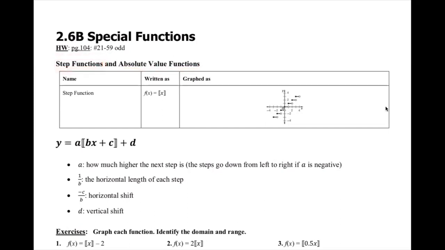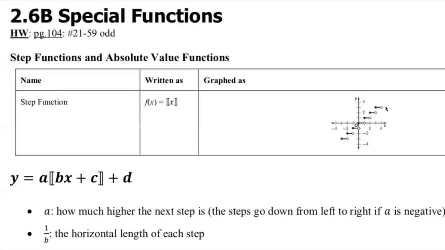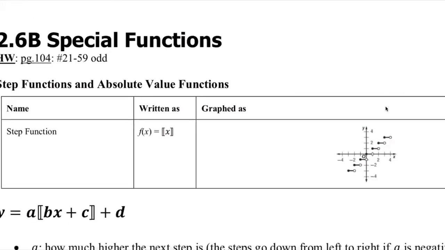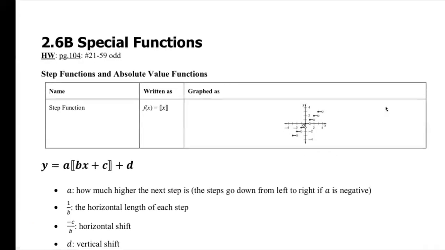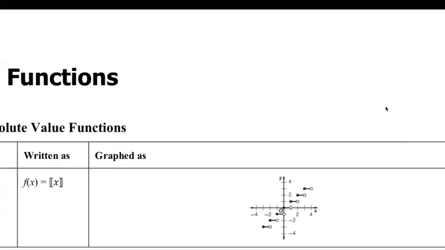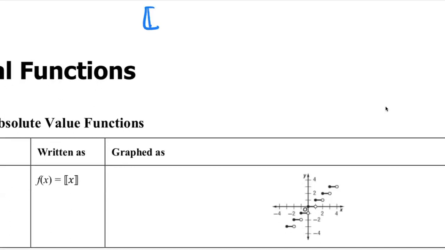All right, now to be able to graph these step functions, you need to know what this notation means. So this is the notation for the step function. This is also known as the greatest integer function. All right, so I'll go ahead and write that up here. This means the greatest integer function.